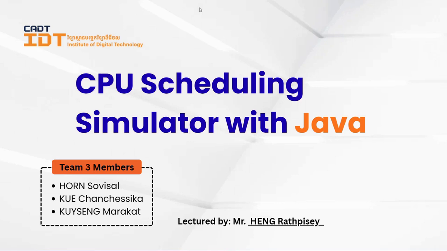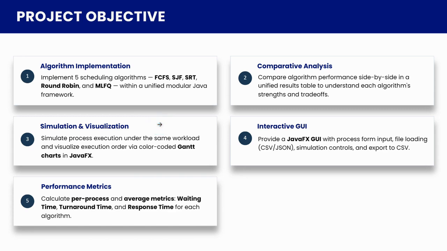I'm from Team 3 and today I'm going to present about the CPU scheduling simulator with Java, the final project of the operating system course. In this project, we hope to implement the scheduling algorithms such as FCFS, shortest job first, SRT, round robin, and MLFQ. And we will use the Java programming language.